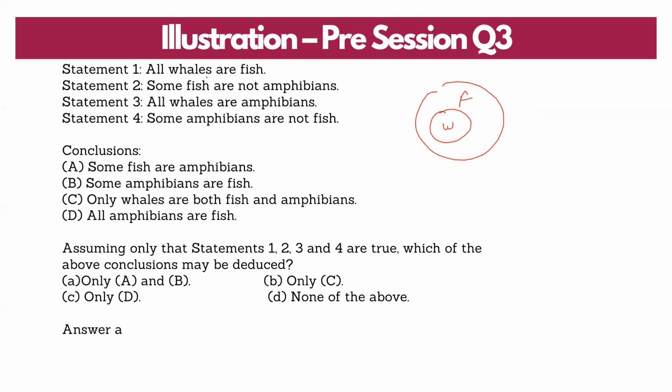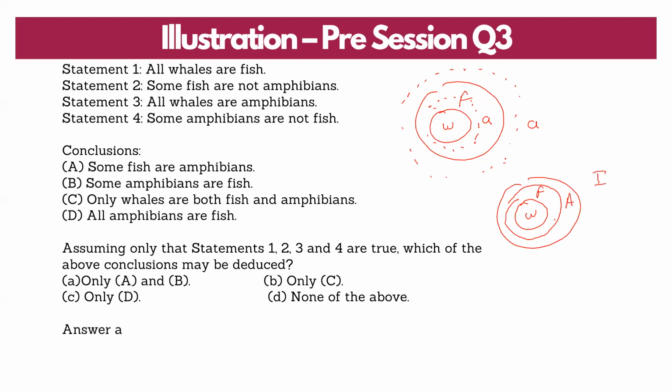All whales are amphibians. Now, all whales are fish. All whales are amphibians. There are two ways to do this. One is amphibians lying here, outside of W and inside of F. And the other is amphibians lying outside of W and F both, right? So let me draw a fresh diagram. This could be one case where fish lies between amphibians and whale. This is case number one.